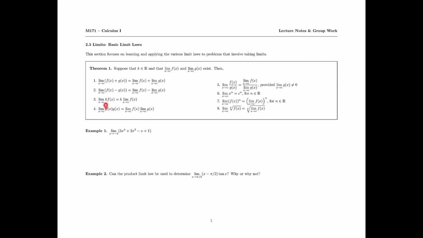If you have a constant times your function, so if you have like 3x or 5 times the sine of x, so you've got some real number k times a function. Well, since the real number doesn't depend on x, it's a constant, the limit only potentially affects the function f of x. So that means you can just take the limit of f and then multiply the answer by k.